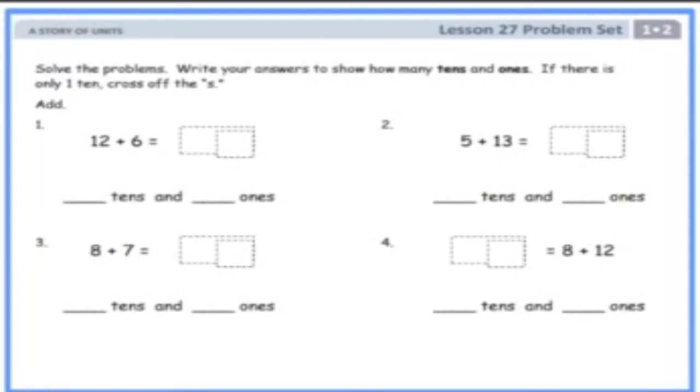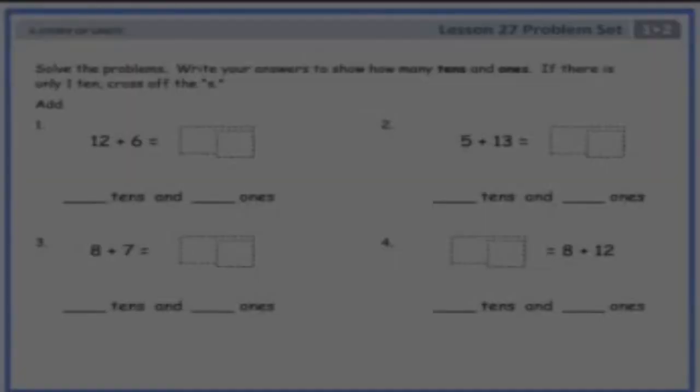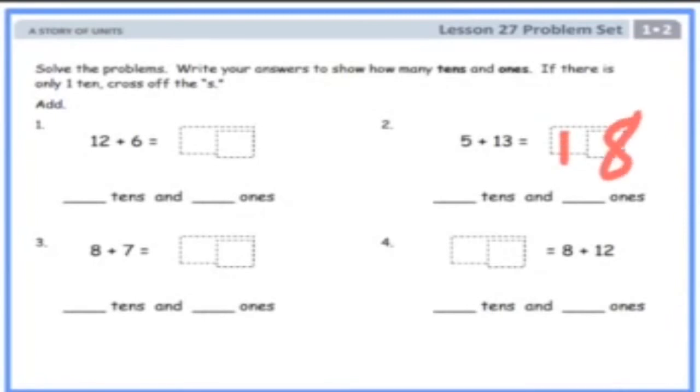Alright, so when I solve my 12 plus 6, I will get 18, right? And how many tens? 1. And how many ones? 8. But don't forget I said if it's 1 ten, you have to cross out the S. I will cross out my S. So I have 1 ten and 8 ones. On the other side, number 2, I have 5 plus 13. So 5 plus 13 is giving me what? 18. Yeah. So how many tens? 1. And how many ones? 8. And as usual, if it's 1 ten, we cross off the S.